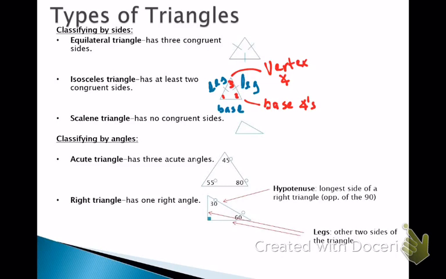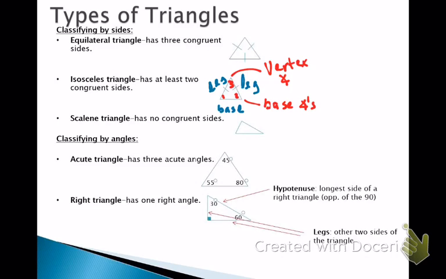The base angles are always the angles next to the base, but we'll have some theorems that talk about the base angles and the vertex angles, and so we want to make sure we can pick those out in an isosceles triangle as well. Right triangle has a hypotenuse and two legs. Remember how to pick those out. Now, back to classifying the triangles.